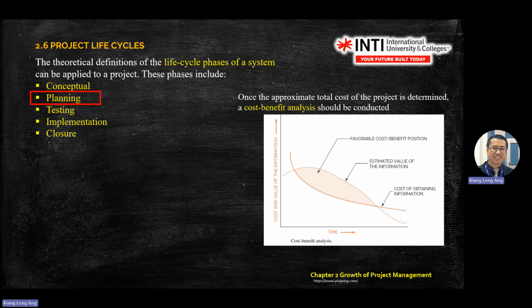So we want to stay within here. This is the benefit position. It means your value is more than your cost. This region is where your value is more than the cost. It's like you take yourself as a buyer and seller. You buy low and sell high, you make profit.